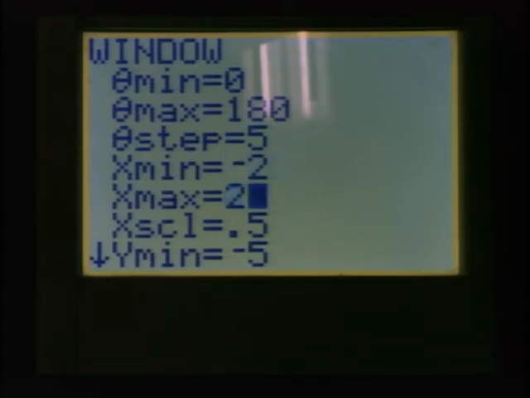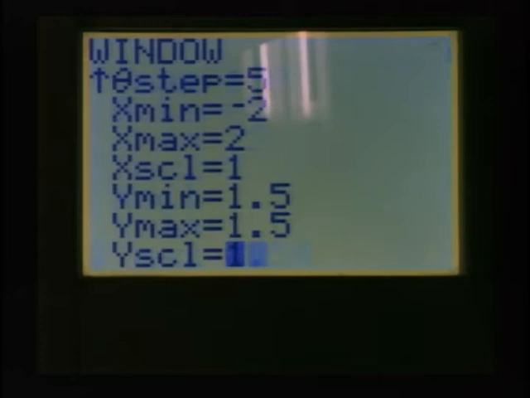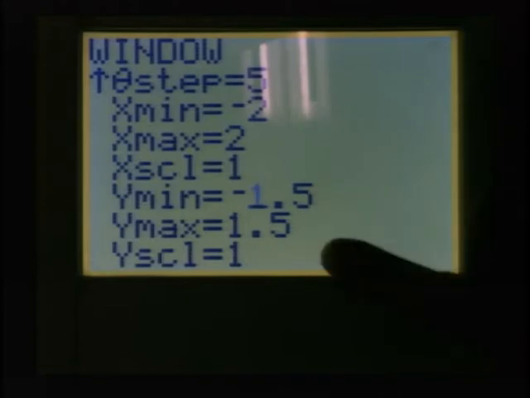Minus 2, 2, minus 1.5, 1.5, 1. This is a first guess. Oops, then I need to have a negative 1.5 here. Insert negative. And this is a first pass guessing the window settings. Not very wide and not very tall.